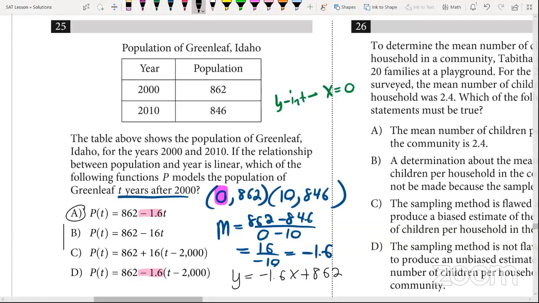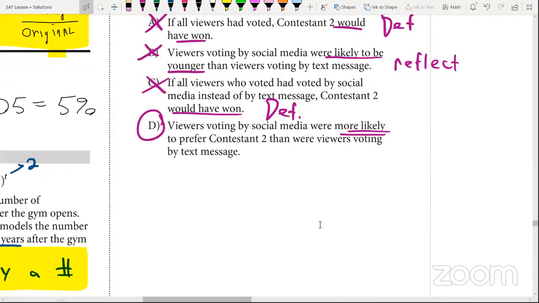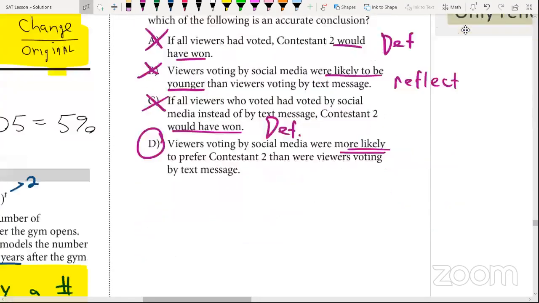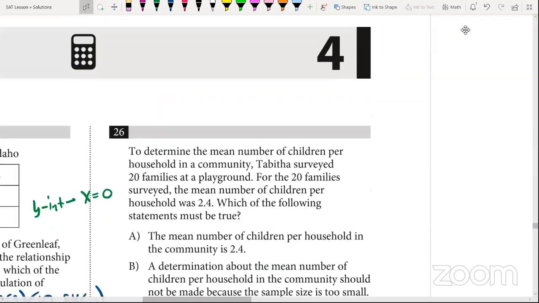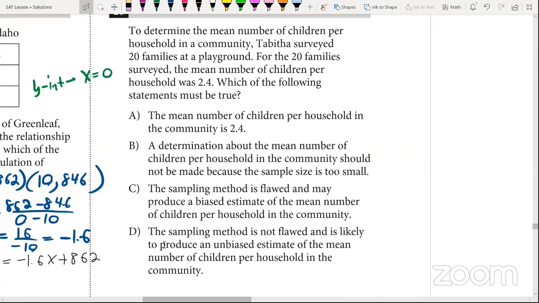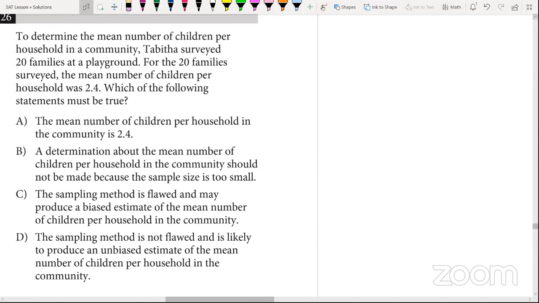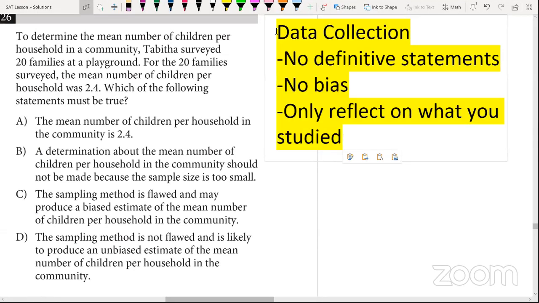So now we're going over to number 26, and 26, once again, is another data collection question. So let's bring in the same rules for data collection. And we have question 26.